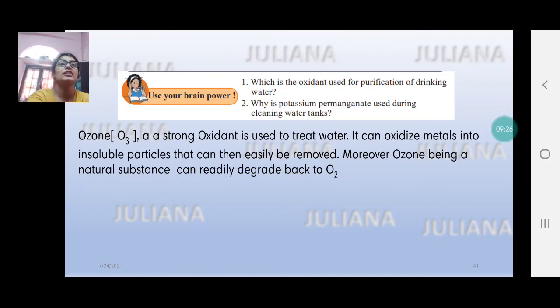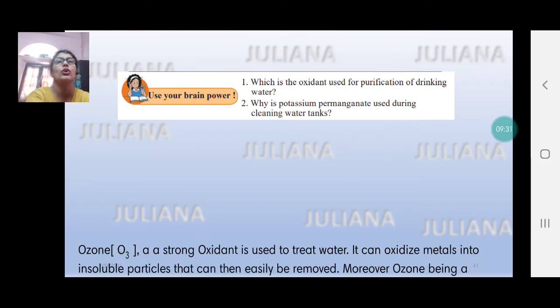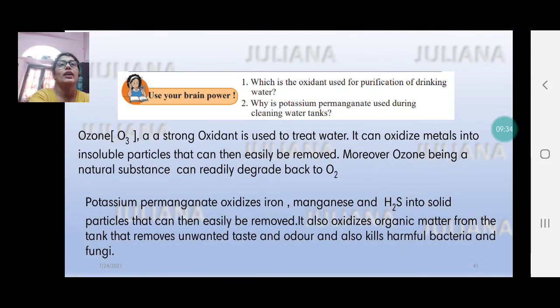Okay, why is potassium permanganate used for cleaning water tanks? Because it is a strong oxidizing agent. It can oxidize iron, if there are metal particles like iron, manganese, and also hydrogen sulfide gas, into solid particles which then can be filtered and removed. It also oxidizes organic matter from the tank, thus removing the bad odor and unwanted taste. It can also destroy unwanted bacteria or fungi, and therefore potassium permanganate is normally used for cleaning tanks.